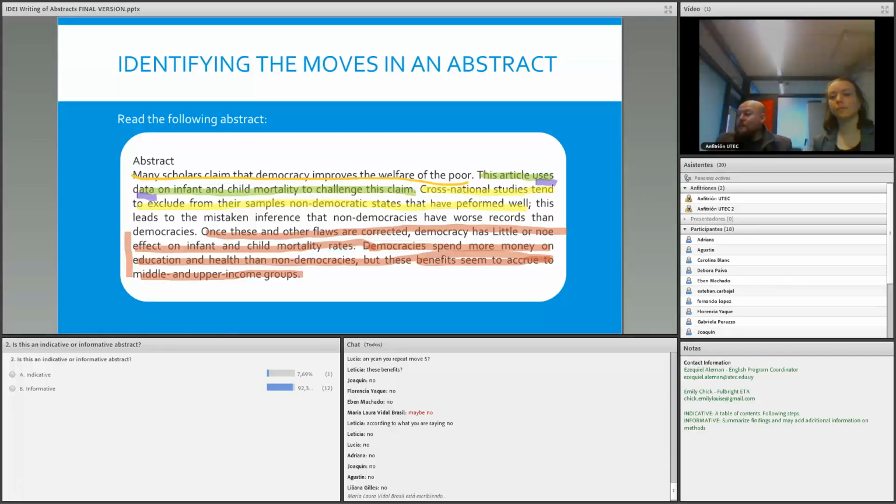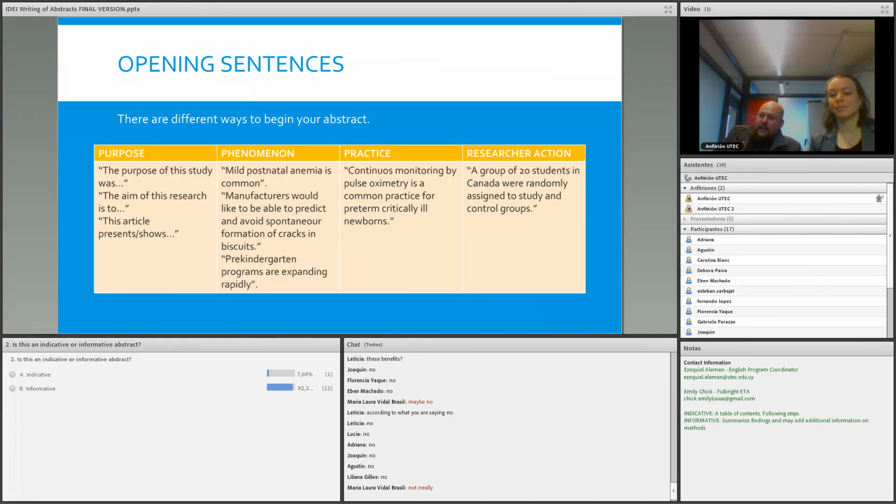For example, one move 5 for this one would be that this study shows that there is a liberal bias in many political science studies. That could be a good move 5, because you're telling the political science community, you know what, you're not using the right data to show how mortality rate is affecting democratic and non-democratic countries. Okay. So if you don't have any further questions, we can go to opening sentences.